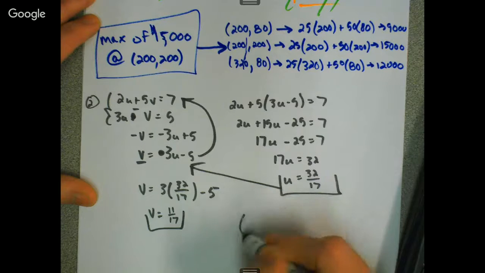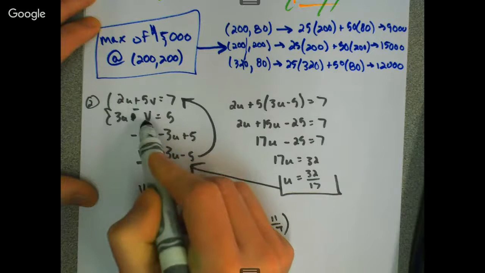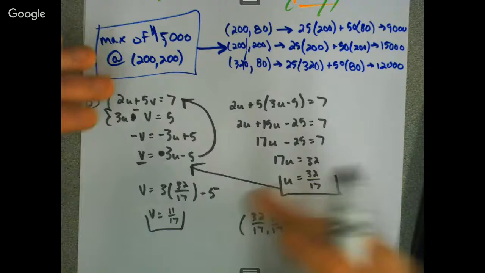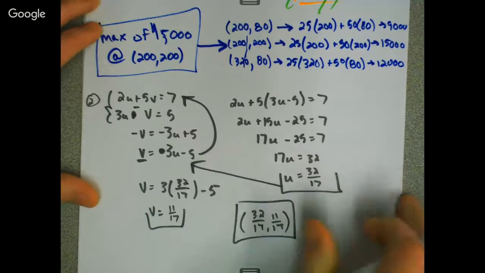So I want to write my answer as an ordered pair, and the reason I want to do that is because these are two lines that we're trying to see where they intersect, and they happen to intersect at a point, so we write it as an ordered pair.